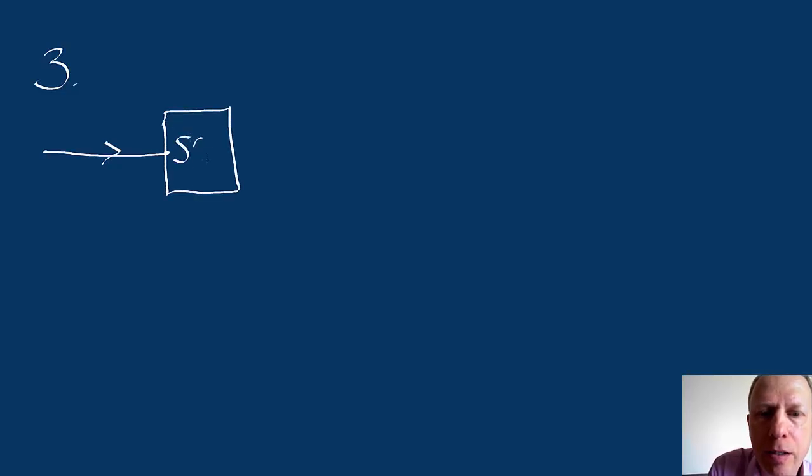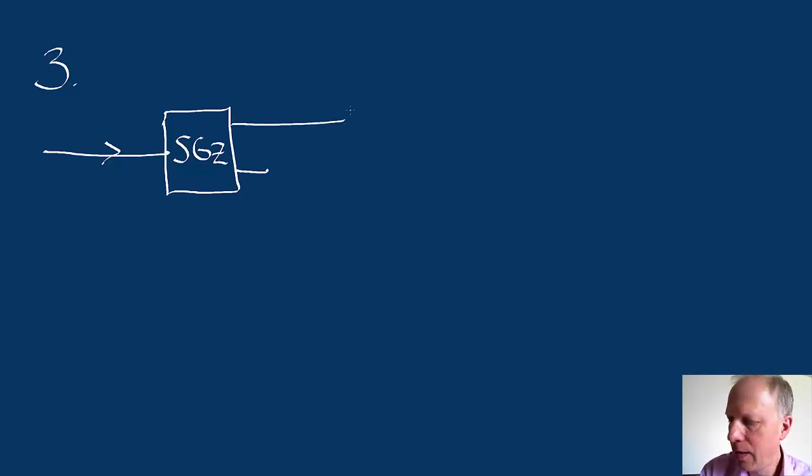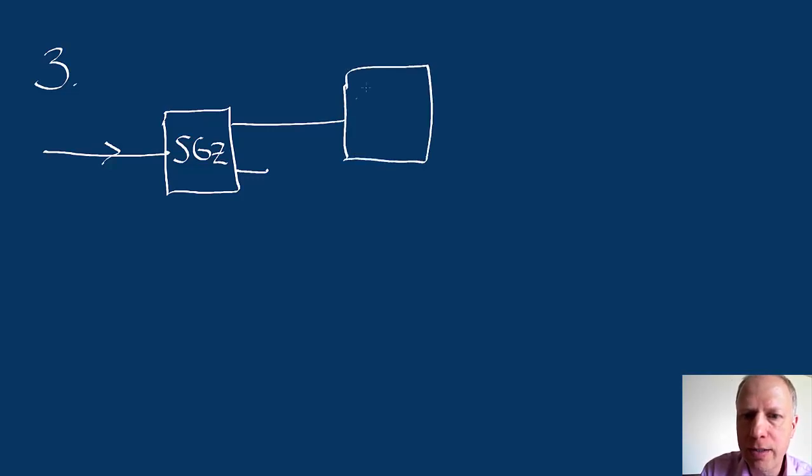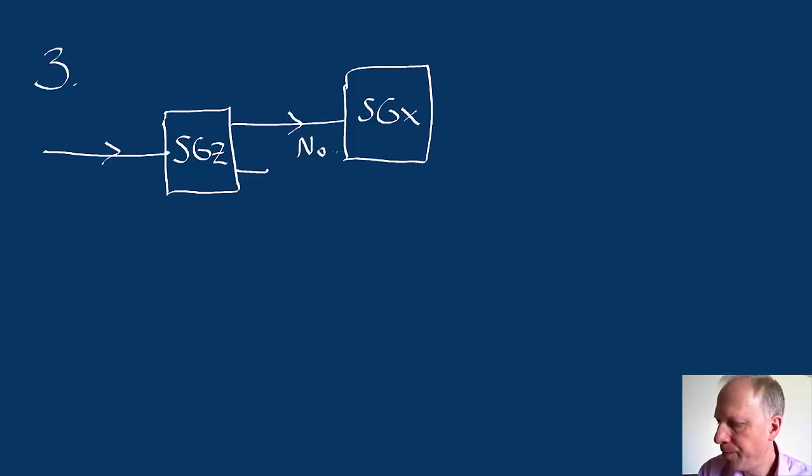Let's go to experiment number 3. Here comes my incident beam of random oriented silver atoms going into an SGZ device. I again ignore the spin down part of the beam. I take the spin up part of the beam, put it into an SGX device. Let's say there are N0 of those coming in.